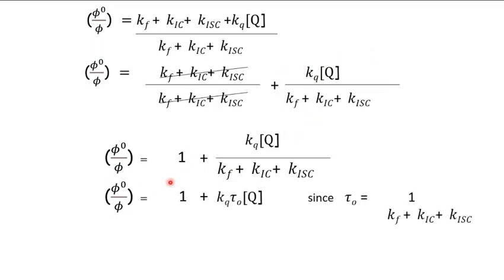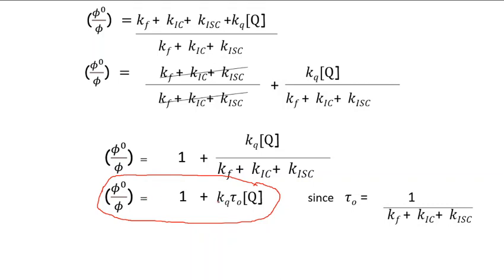Instead of this, we write KQ and Q. And instead of 1 divided by Kf plus Kic plus Kisc, we know that it is equal to the fluorescence lifetime, so we write it as tau 0. This is our Stern-Volmer equation.